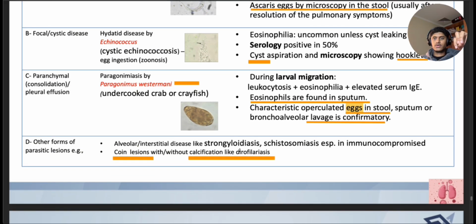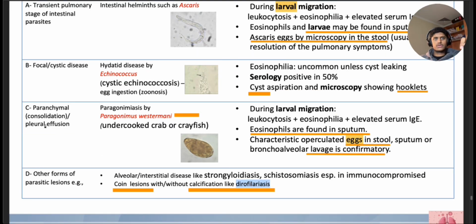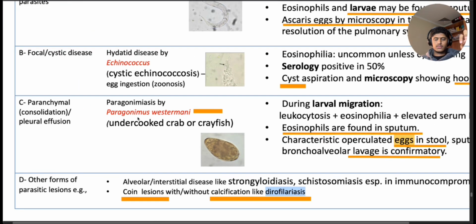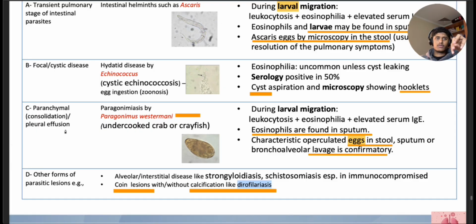Finally, strongyloidiasis and schistosomes in immunocompromised patients. They cause lesions with or without calcification. And the final thing to remember is the pleural effusion coming from Paragonimus westermani.